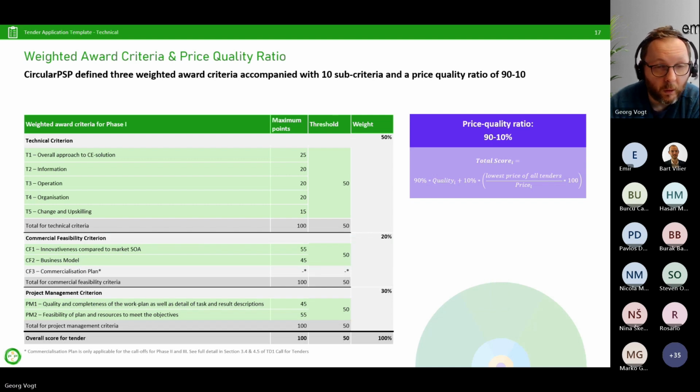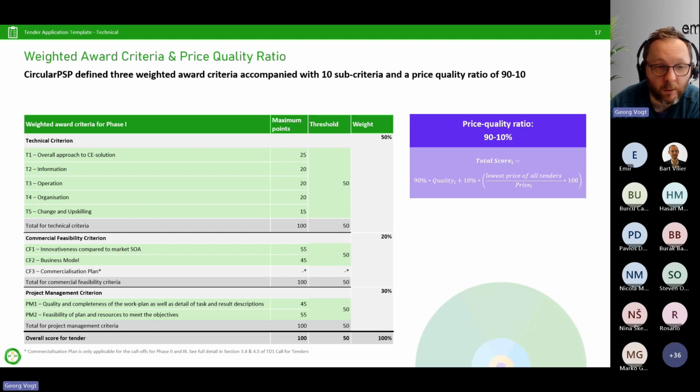Now, obviously, we need to score your tenders to find out which has the highest quality, and after you have written your tender according to the guidance, we will read it and we will assign scores. Yeah, and each section has a maximum number of points you can get, and there's a total threshold for the entire section.